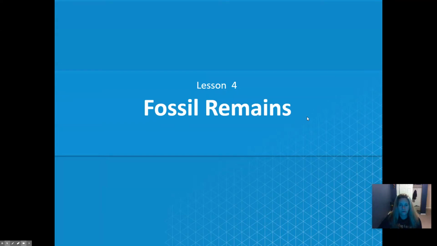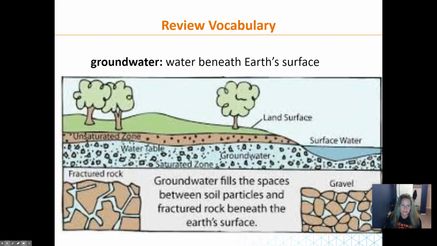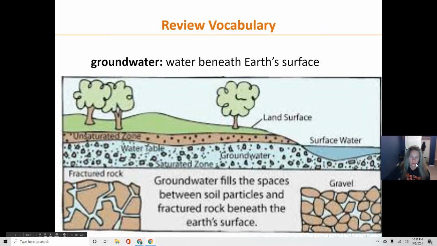All right, welcome to lesson 4, which is fossil remains. So fossils form from groundwater a lot of times, and so that's why it's brought up. But groundwater is just the water that's in the ground, so it's beneath the surface, and it's found within the pores of the rock.